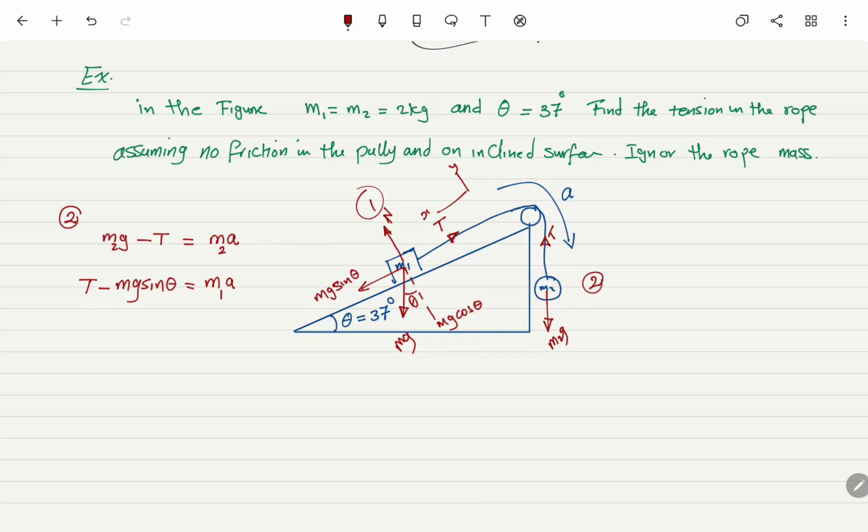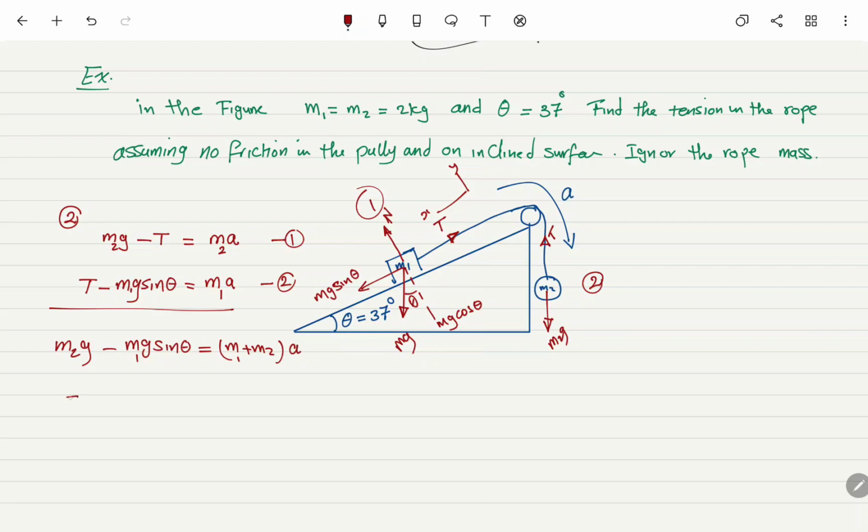Now this is equation number 1 and this is equation number 2. You add both equations together, and you will end up with m2g minus m1g sine theta equal to (m1 plus m2)a.